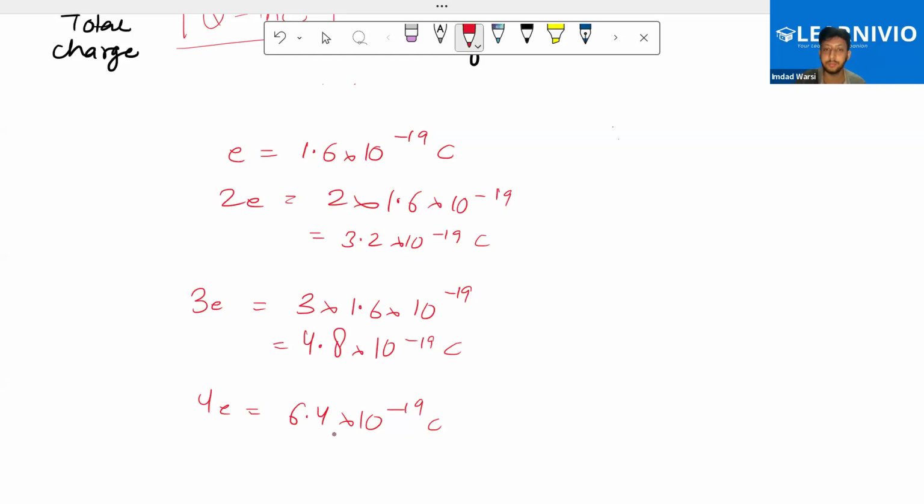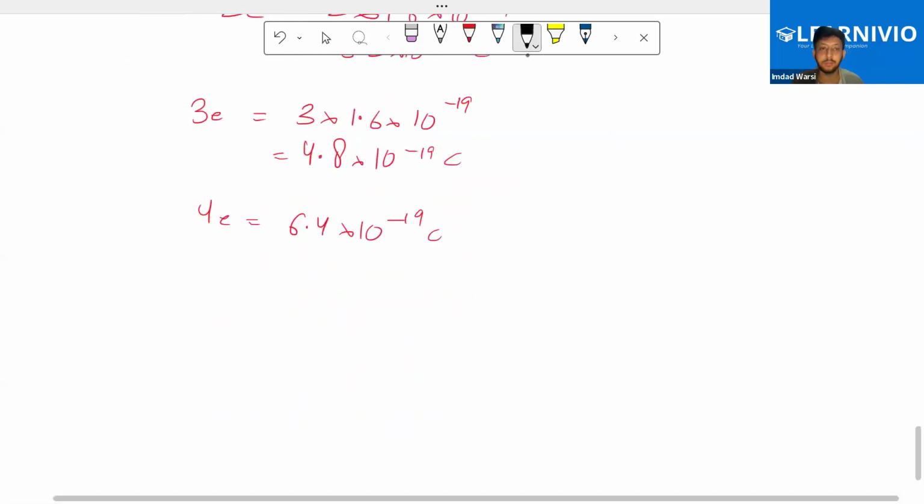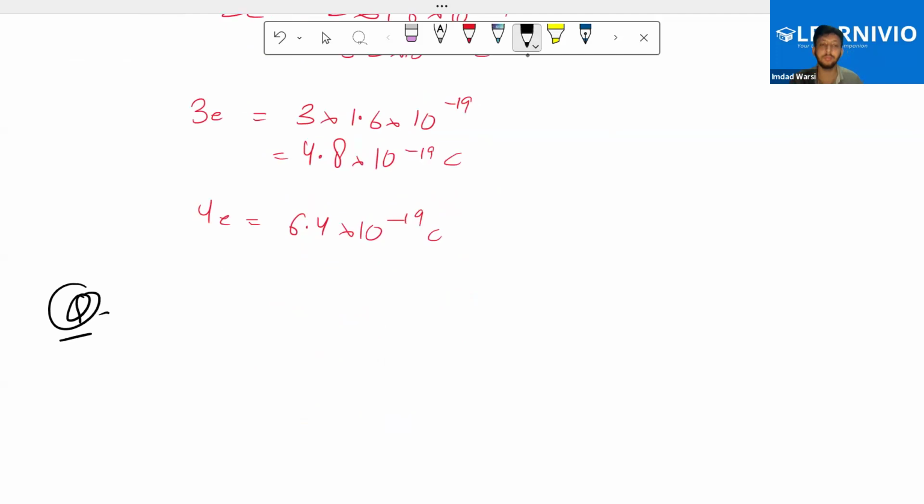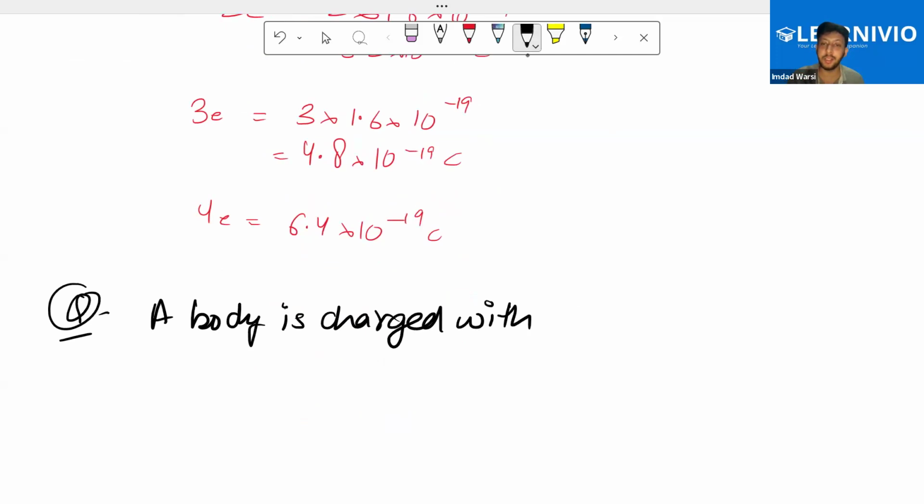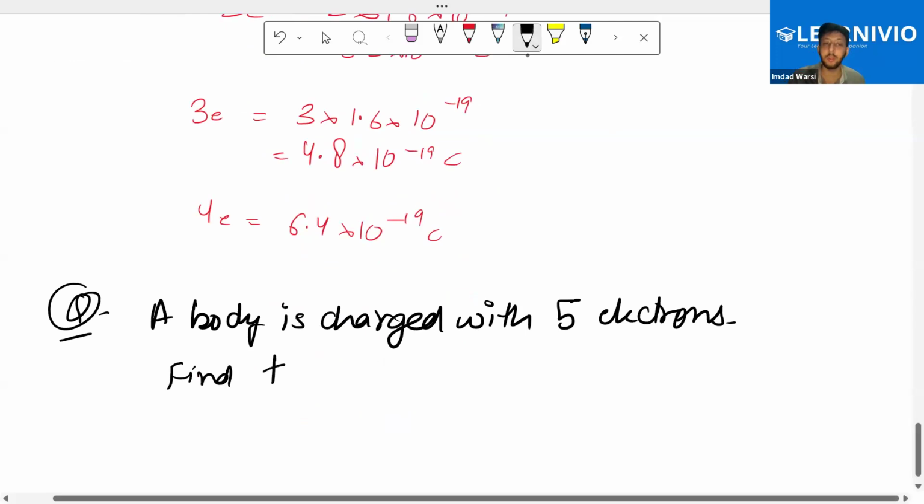Will you do a question now? So if I say a body is charged with 5 electrons, find the total charge on the body.